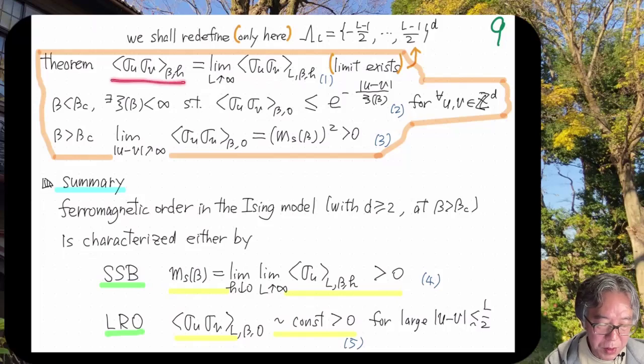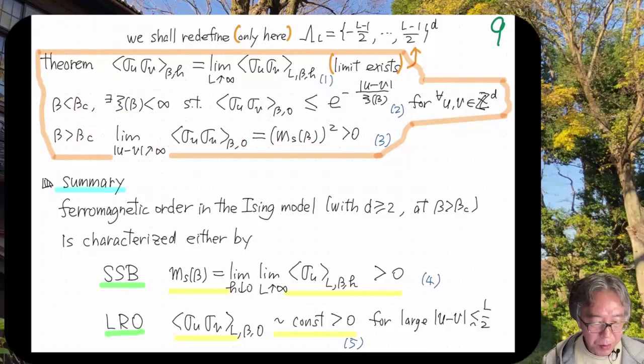But anyway, you first take this infinite volume limit, and then for high temperature, in the high temperature phase with the same beta c, you see that there is a finite psi, and this correlation function satisfies this inequality. So it shows exponential decay, and in the low temperature region, people can prove that in this limit, this correlation function tends to m_s(beta) squared, which is strictly positive.